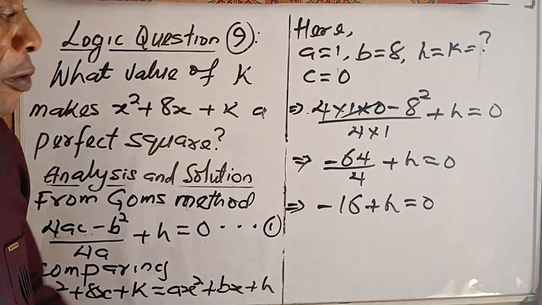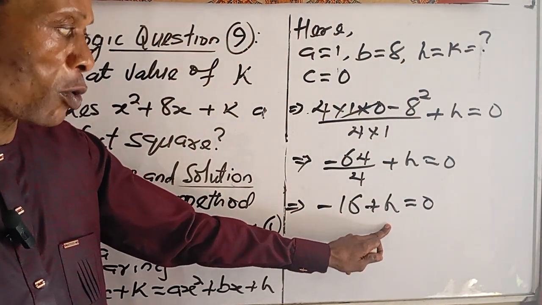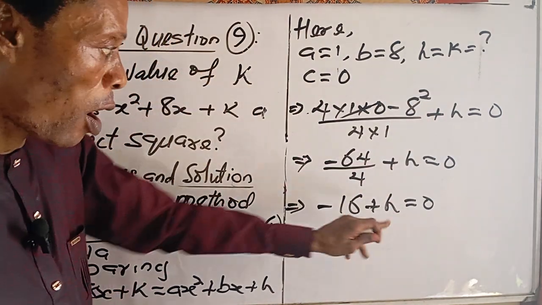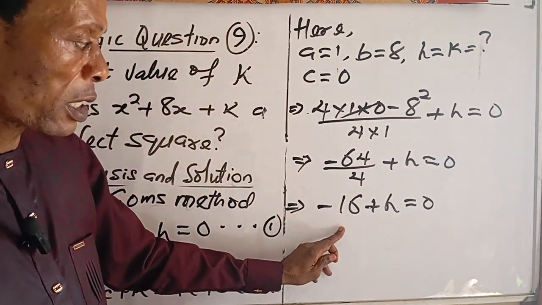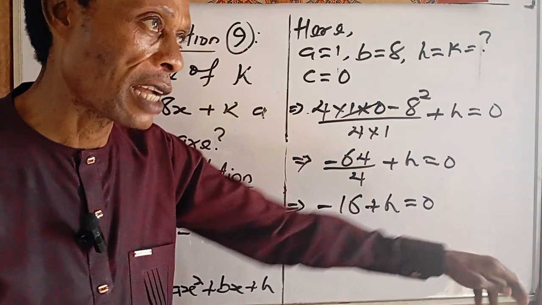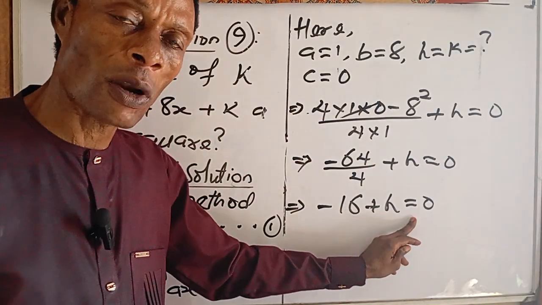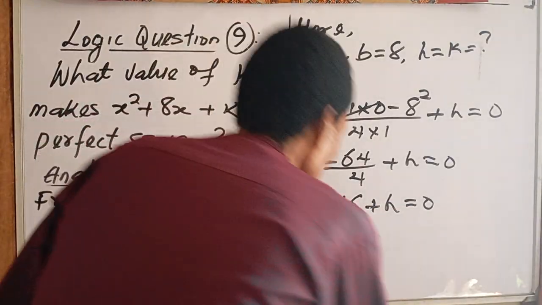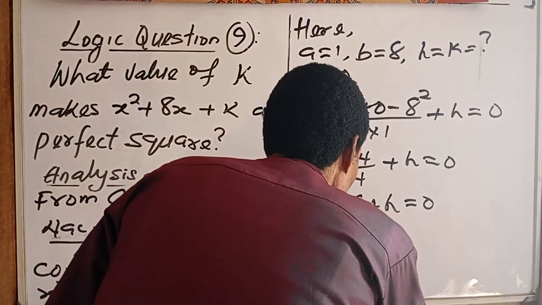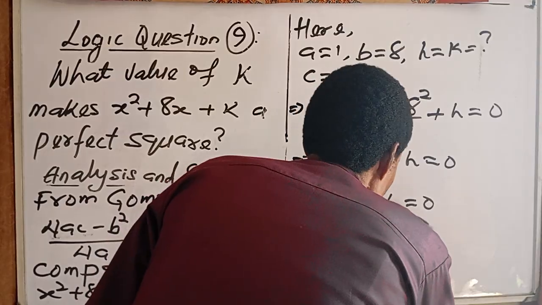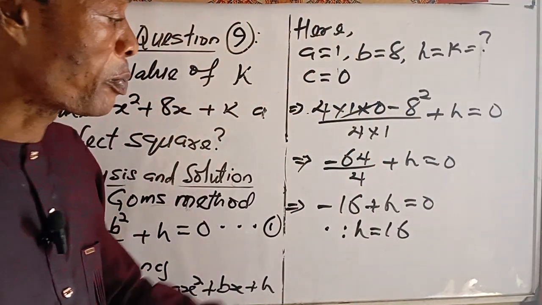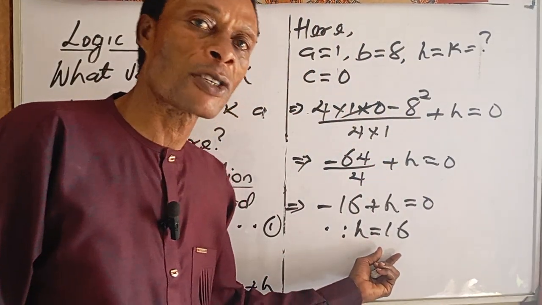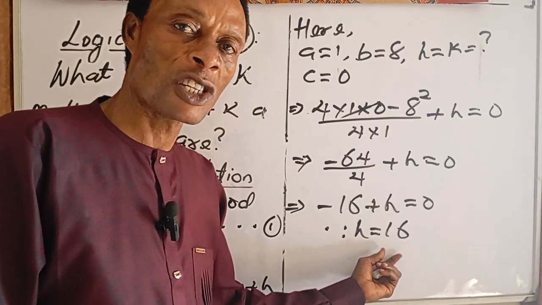Now, what are we looking for? We are looking for h, which also represents k. So all we need to do now is to move the negative 16 to the right-hand side. When it crosses the equality sign to the right-hand side, the sign will change to plus. So therefore, h now equals 16. And you'll agree with me that 16 is a perfect square because it has a square root.